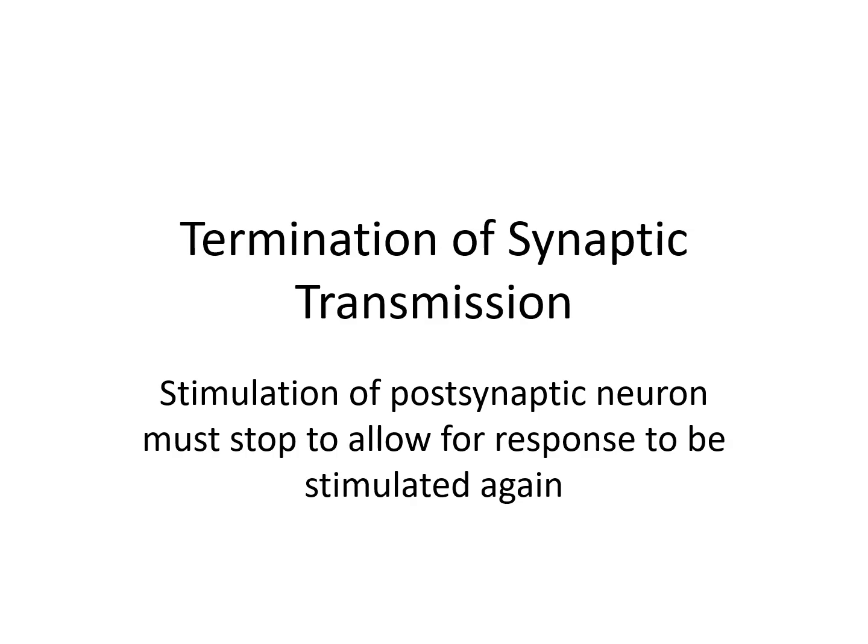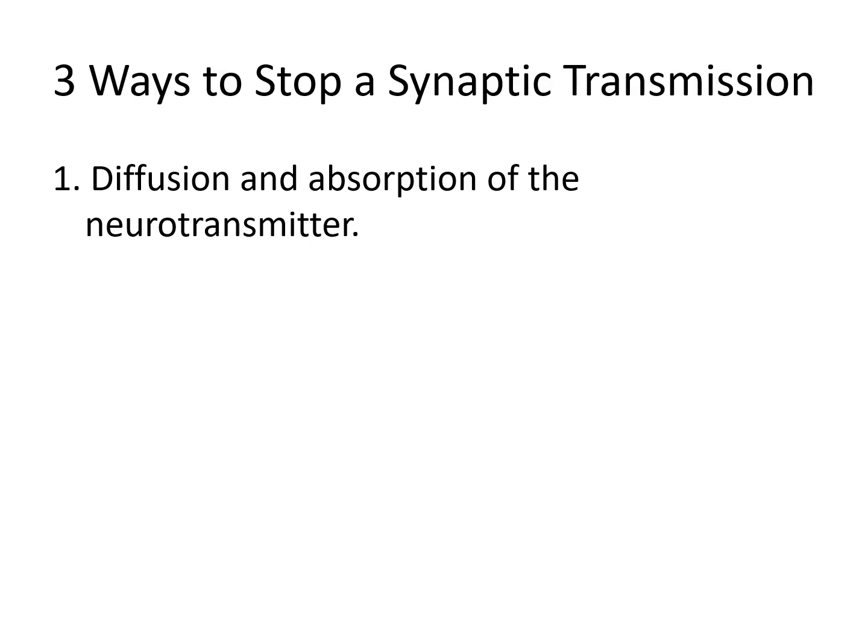Okay, so we know how we start a synaptic transmission, but how do we stop it? Because we don't want it to go on forever. And it must stop to allow for the response to be stimulated again. Okay, so there are three ways to stop synaptic transmission. One, absorption of the neurotransmitter.